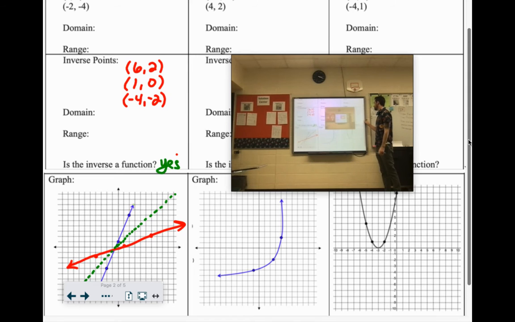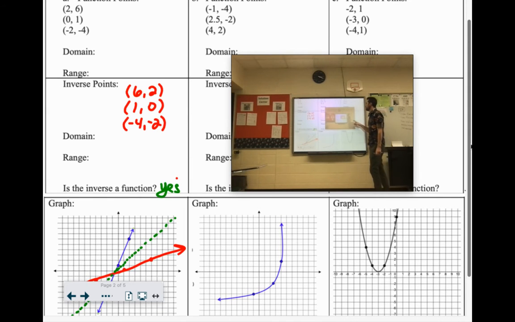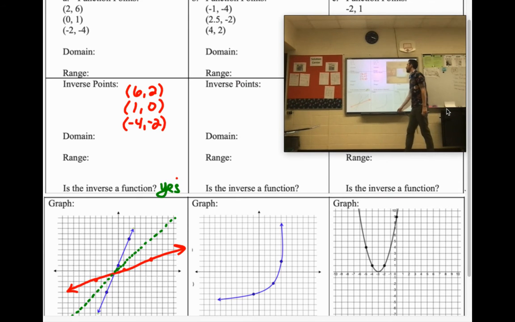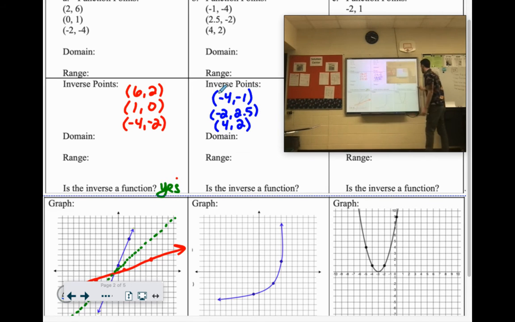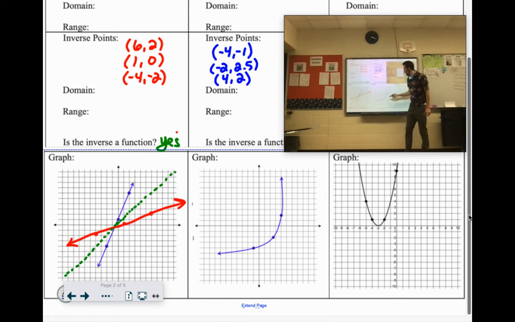Now this one, we have (negative 1, negative 4), so if we convert that to be (negative 4, negative 1), (negative 2, 2.5), and (4, 2). So let's go ahead and plot those. Negative 4, negative 1. We have negative 2, and 2.5 is about there. And then we have (4, 2).